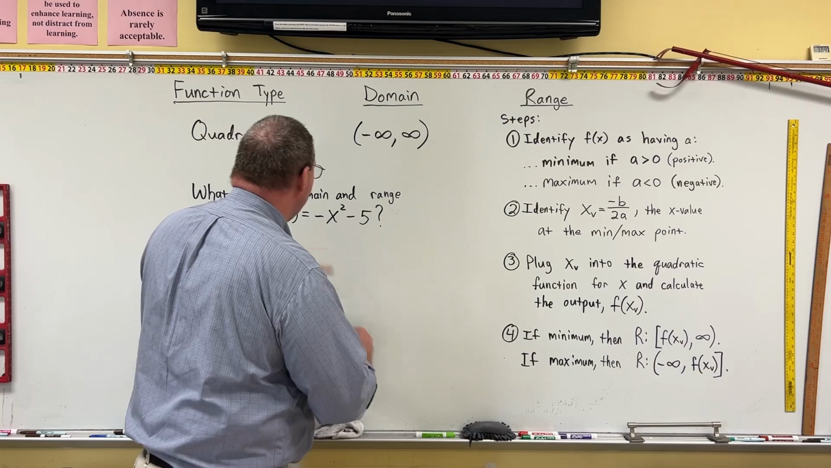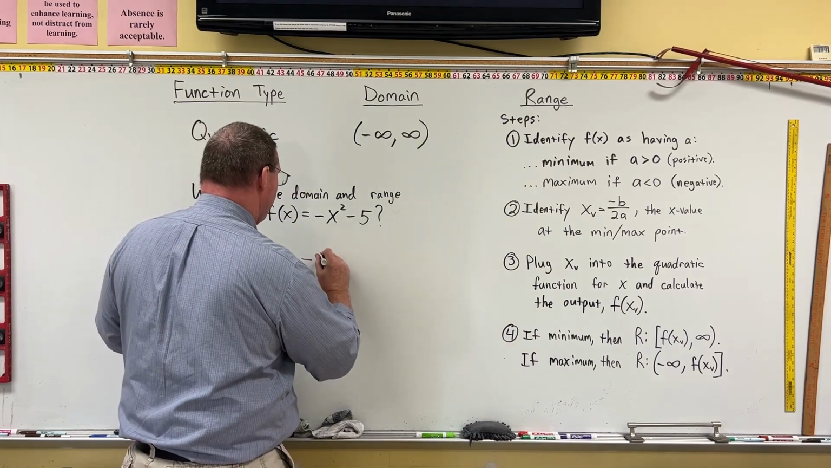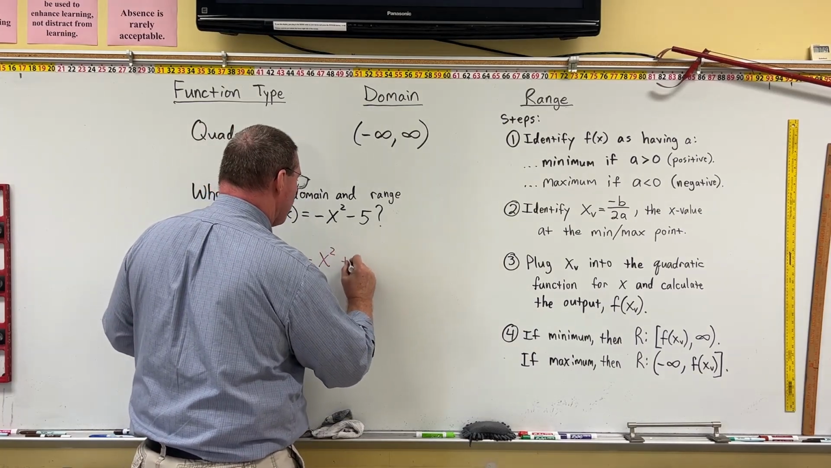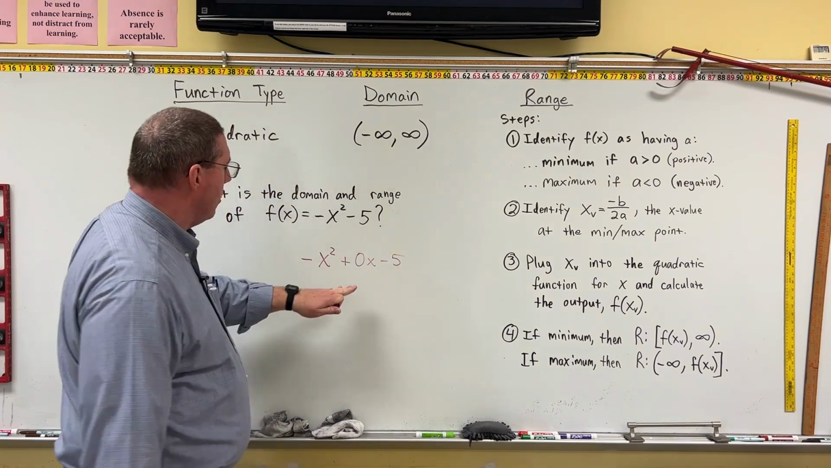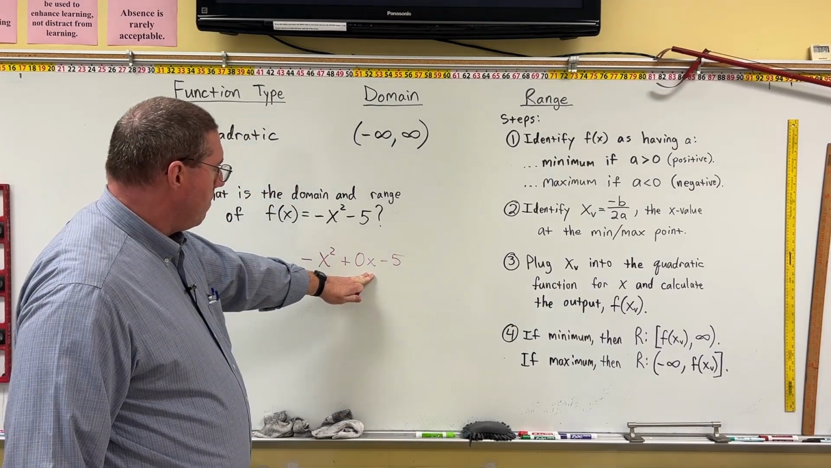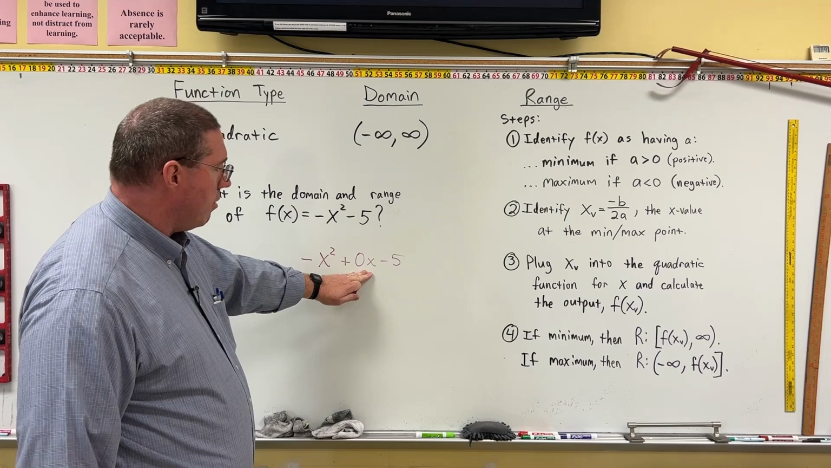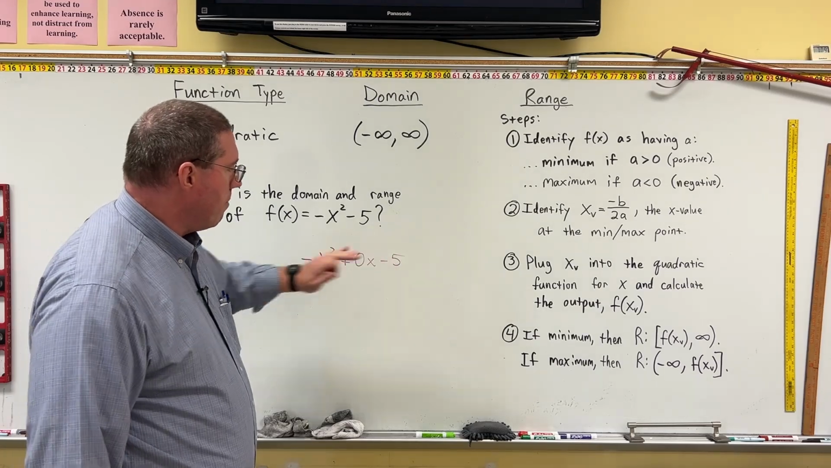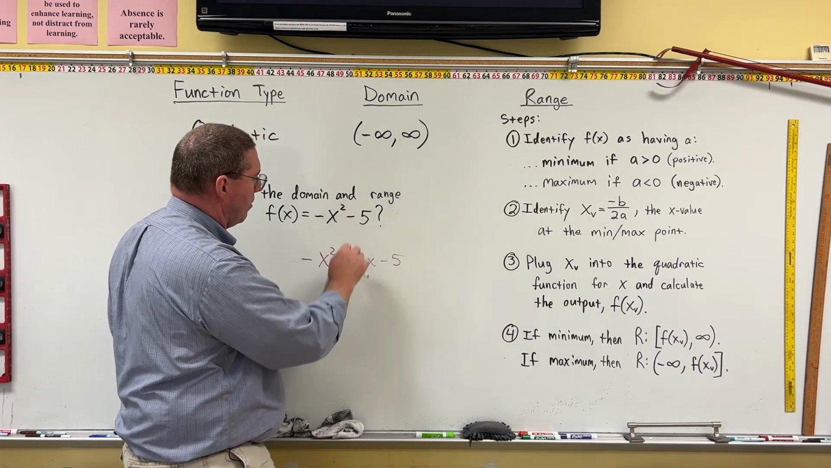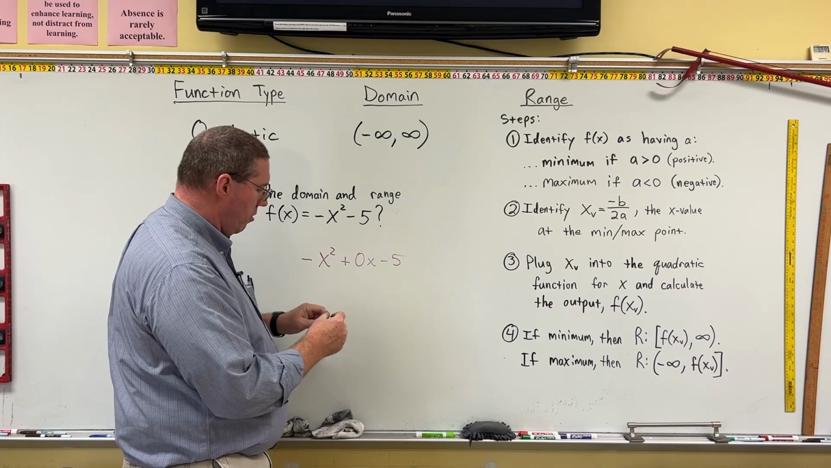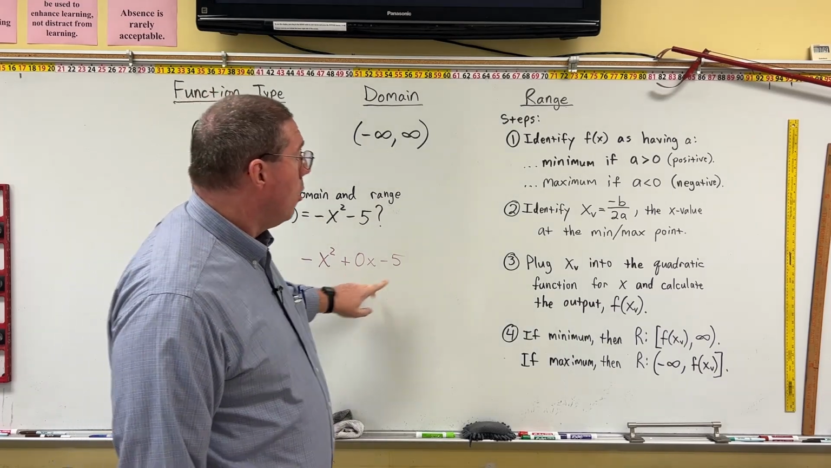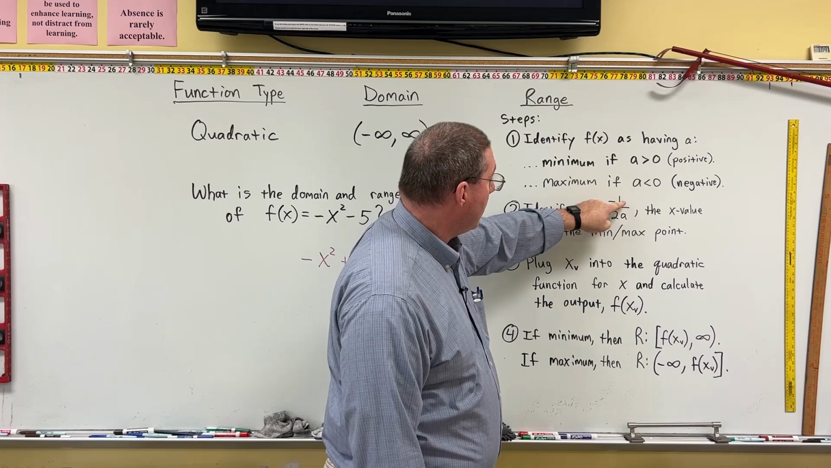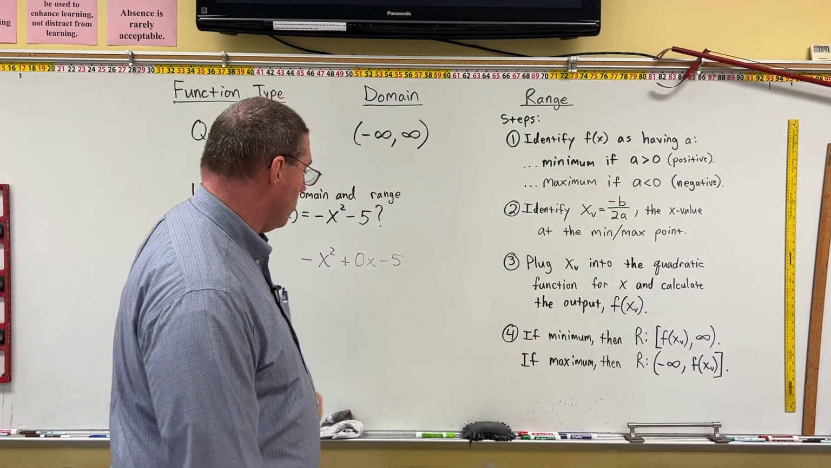This would be the equivalent of negative x squared plus 0x minus 5. This is the same thing, only 0 times x is 0, and plus 0 minus 5 just means minus 5. So this is the same thing as this, but the b is equal to 0. We're going to want to remember that the b is equal to 0 when we get to step 2 here, when we need to identify what b is, okay?